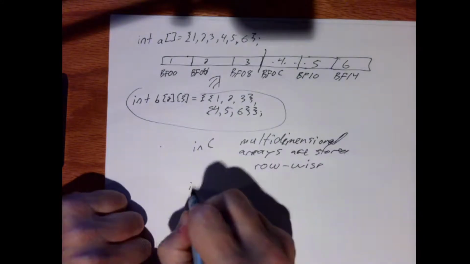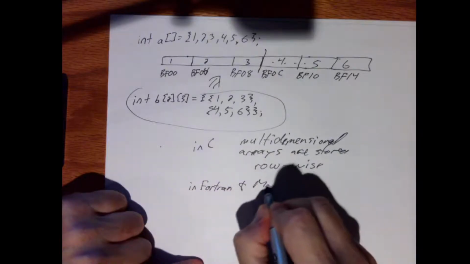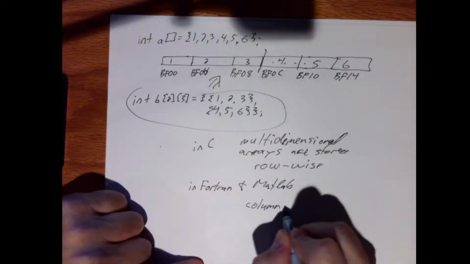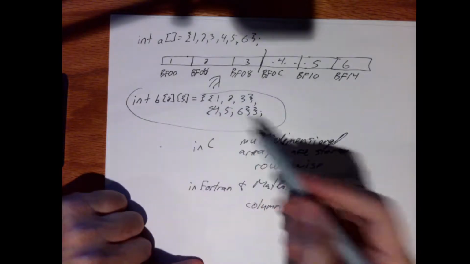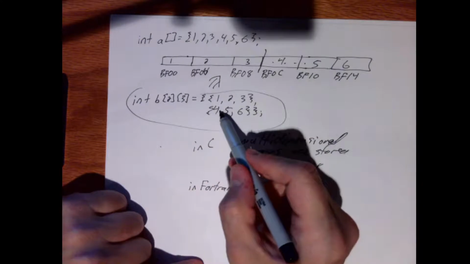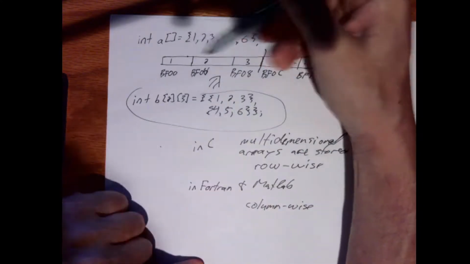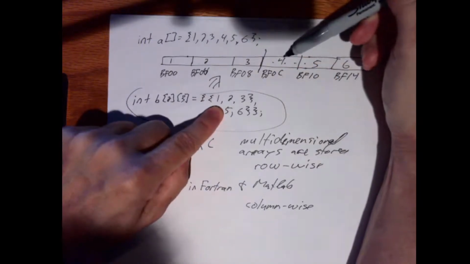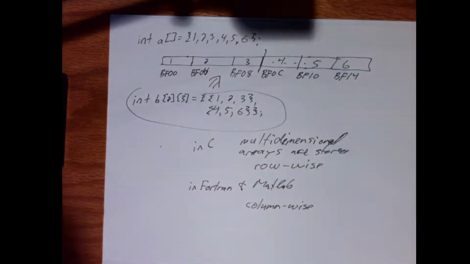Some other languages do differently. So in particular, in Fortran and MATLAB, they do it column-wise. Which means if I wrote code that looked similar to this, I would have 1, 4. They would still all be on a row, but the first number would be 1, the second number would be 4, the third number would be the 2, the fourth number would be the 5, the fifth number would be the 3, and the last number would be the 6. So knowing the difference between these actually can come in handy sometimes.